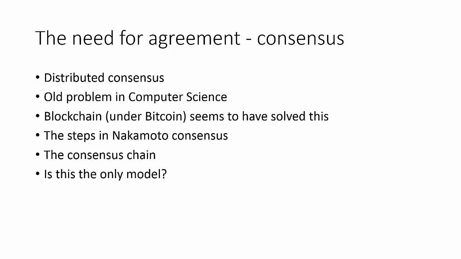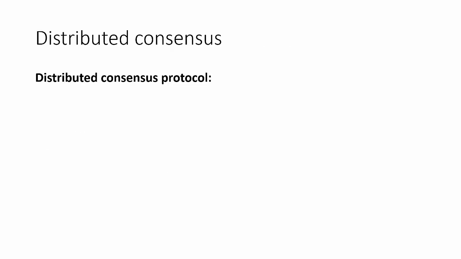Now Bitcoin and its blockchain seem to have solved this problem. We will examine the steps in the Nakamoto consensus model, and we will define the concept of consensus chain. As this model has some drawbacks, new models have been and continue to be proposed. A distributed consensus protocol is needed for a distributed network. There is no central authority, so agreements need to be reached amongst the nodes.